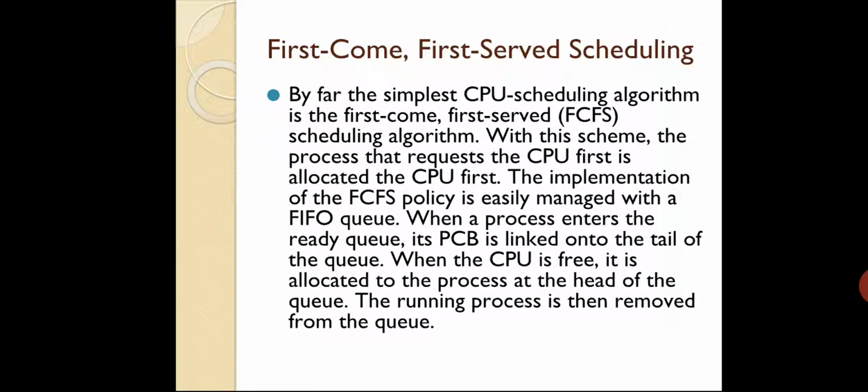When a process enters the ready queue, its PCB, the process control block, is linked onto the tail of the queue. When the CPU is free, it is allocated to the process at the head of the queue. The running process is then removed from the queue. So once it is served, it can be terminated. This is the rough idea of FCFS scheduling.